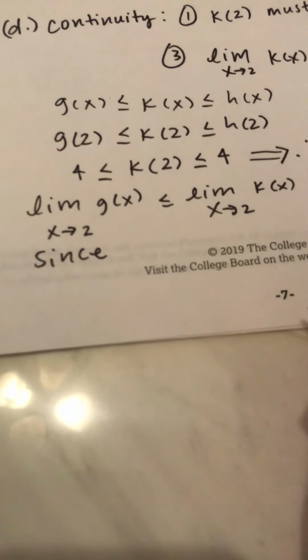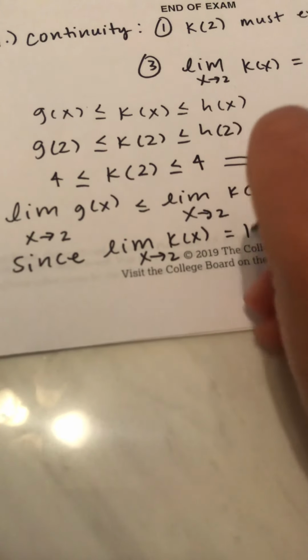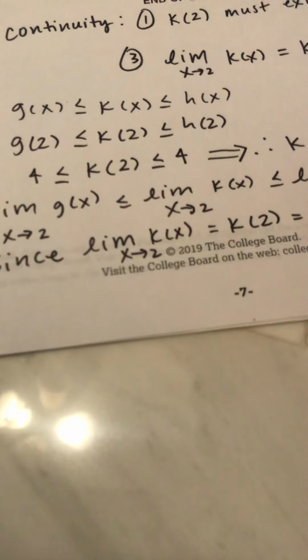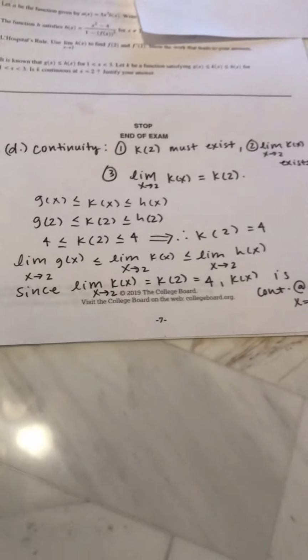Since the limit of k of x as x approaches 2 is equal to the value, which is equal to 4, k of x is continuous at x equals 2. And there you go, there you have it.